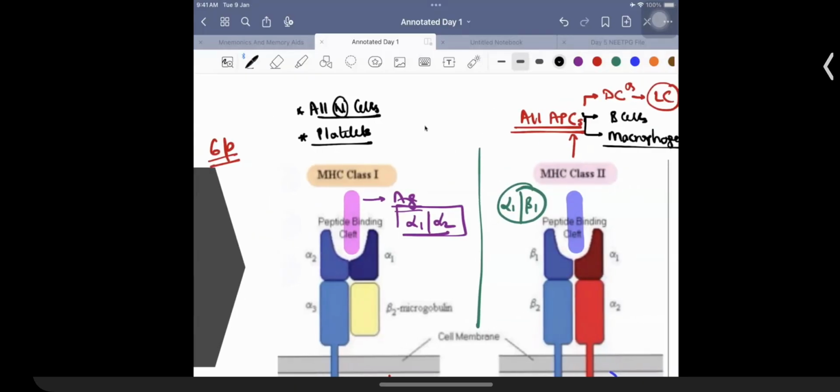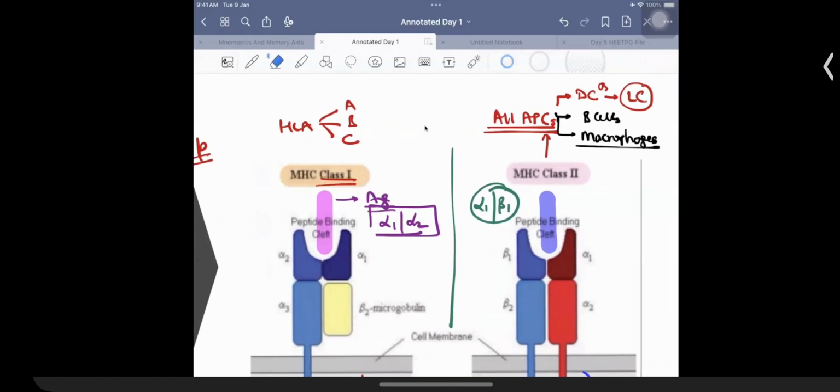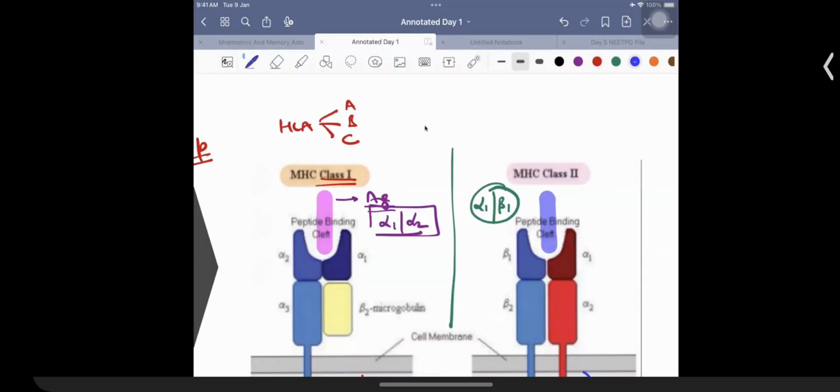How is it going to come in handy? A lot of these MHC molecules have other names. MHC1 has three subtypes: HLA-A, B, and C. MHC2 is also going to have three parts. These are called DP, DQ, and DR.